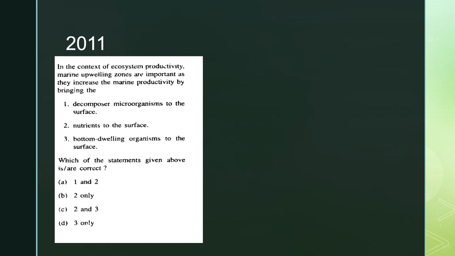In the context of ecosystem productivity, marine upwelling zones are important as they increase the marine productivity by bringing the decomposer organisms to the surface? Nutrients to the surface, for sure; bottom dwelling organisms to the surface? No, whenever they are coming to the surface, then it is a climate change problem and this is not related to ecosystem productivity. So option B is right.